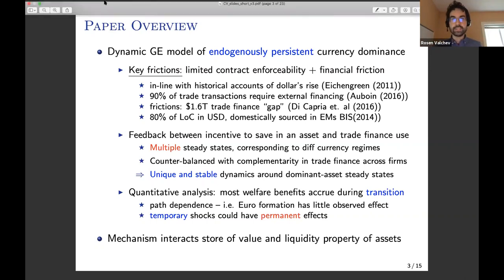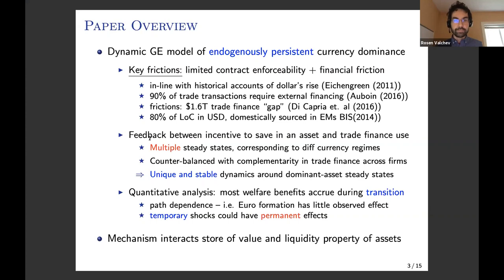Great. So these two frictions and how they work. There's going to be an interaction in our model between the incentives to save in an asset. Think of there being two ex-ante symmetric assets. I'm going to call one of them dollar bonds and one of them euro bonds. And then the rest of the world is composed of small open economies. They don't have their own asset and they're trying to figure out what they want to save in. Do they want to save in dollar bonds? Do they want to save in euro bonds?